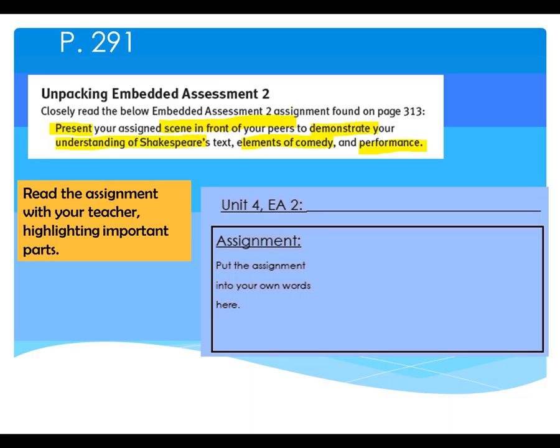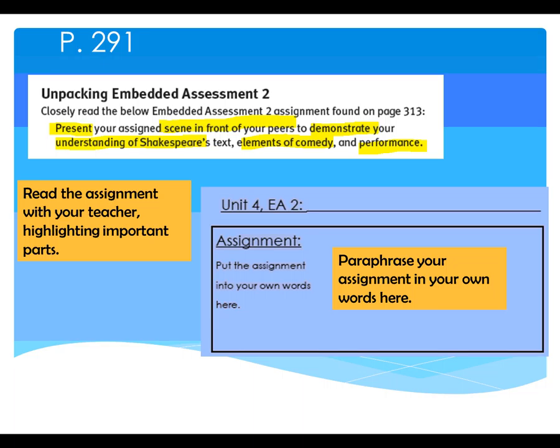Okay, so let's break it down by the verbs, the actions, what we're doing here. So what's an action that we see automatically? Yes, Santiago? Present. What exactly are we presenting? Yeah, Michael? We're going to be presenting an assigned scene. Something else I'm going to have you highlight too, it's in front of an audience. You're going to have a group of people watching you do that.